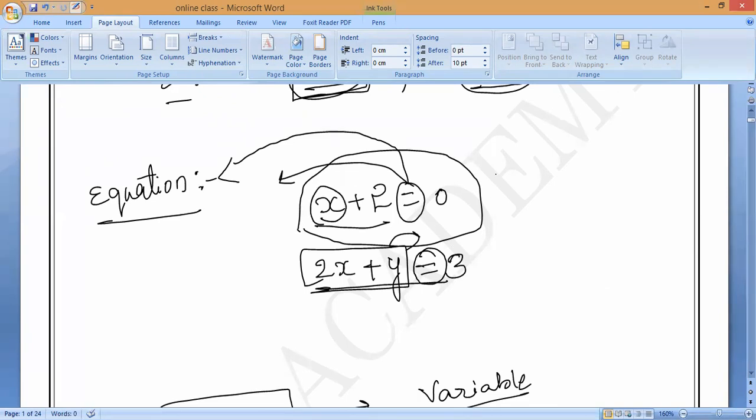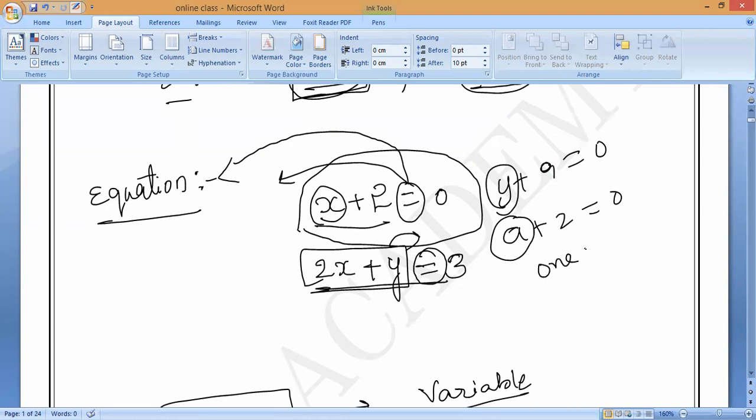But like this, suppose I write y plus 5, y plus 9 equals 0. Next, a plus 2 equals 0. Everywhere, how many variables do we have? Only one variable. Yes or no? This is called a linear equation with one variable. This is what you studied in class 9. Have you remembered? Yes, sir. Linear equations with one variable. Do you remember or not?